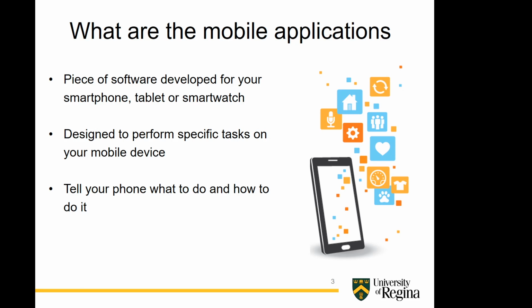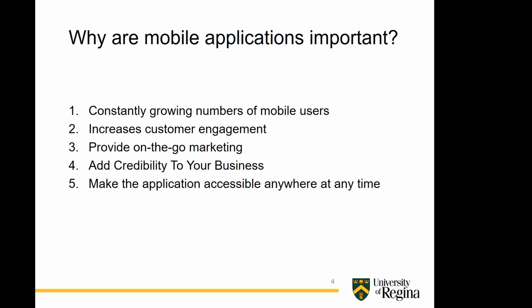So, what is a mobile application? A mobile application is a piece of software developed for your smartphone or tablet. The software is essentially a tool designed to perform a specific task on your device. It tells your phone what to do and how to do it.